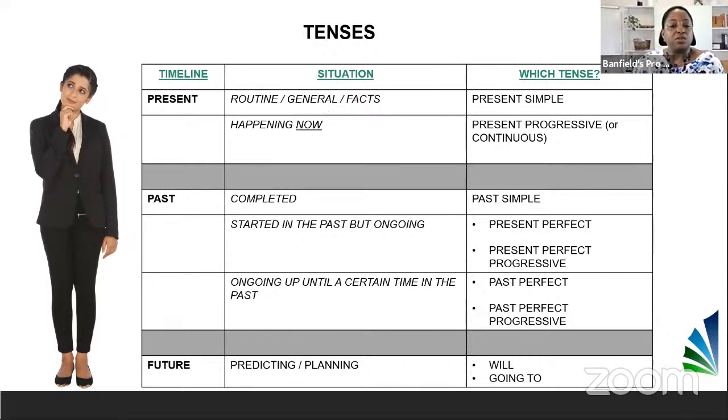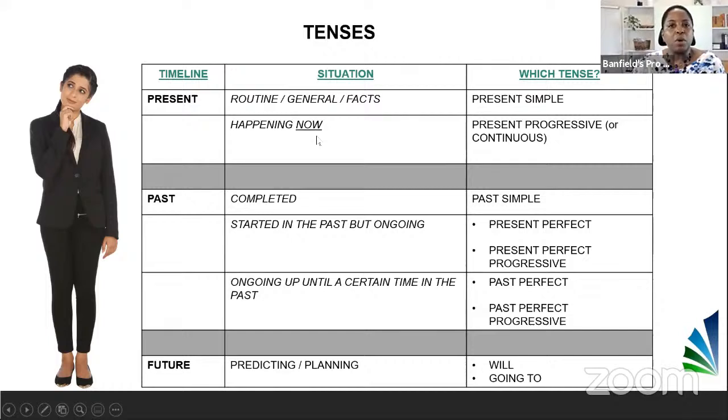General issues, like generalizations. For example, people in healthcare tend to work very long hours. That's a generalization, okay? And facts, things like measles, mumps, rubella, and COVID-19 are infections, okay? Those are facts. There's no question about whether they're an infection or a viral infection. They are. And for that, we use the simple present.